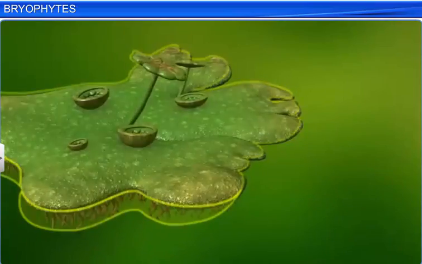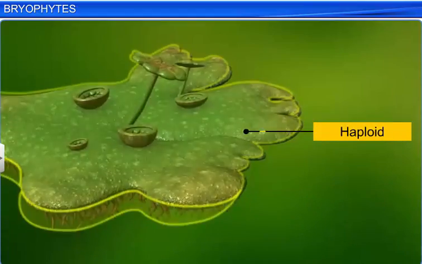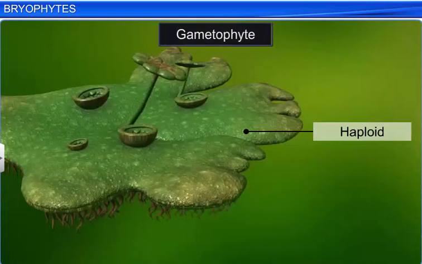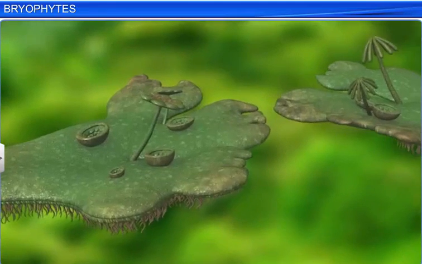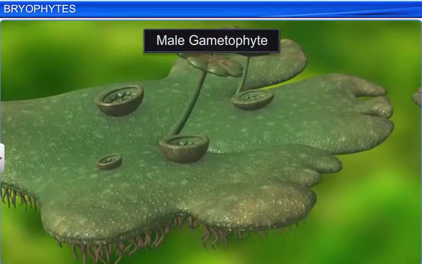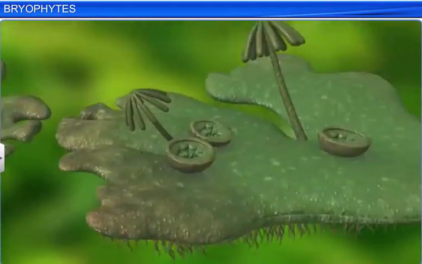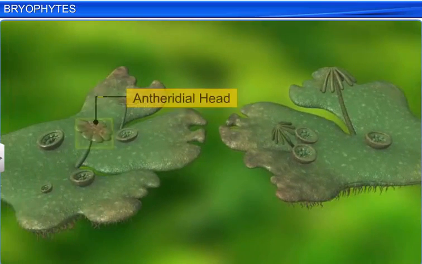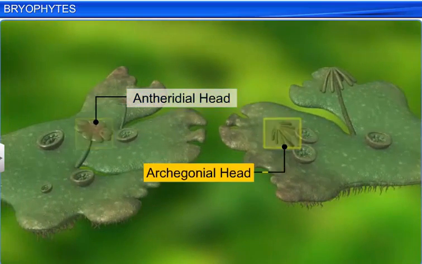The main plant body of a bryophyte is haploid. It is also called a gametophyte as it produces gametes. The plant body has both male and female gametophytes, which bear the male and female sex organs respectively.